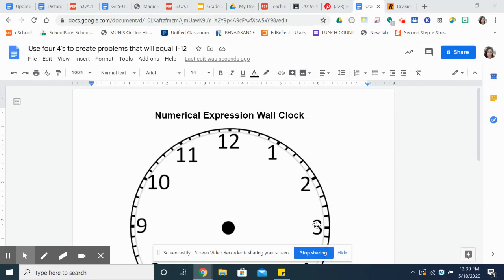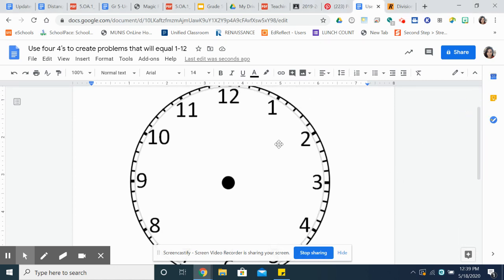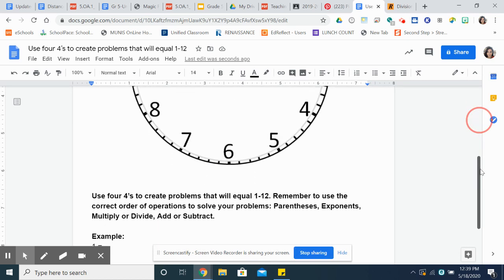What we are going to be focusing on is creating numerical expressions to represent the digits on this clock. I'm going to explain to you what that means. We are going to be making number problems that equal the digits 1 through 12. I'm going to show you an example for 1, but let's first read the directions.